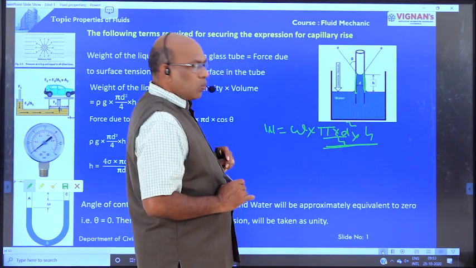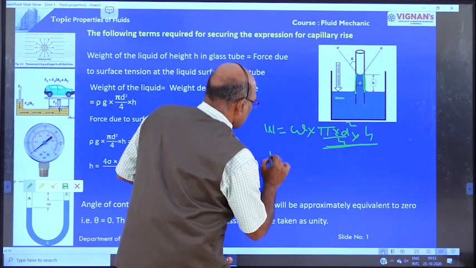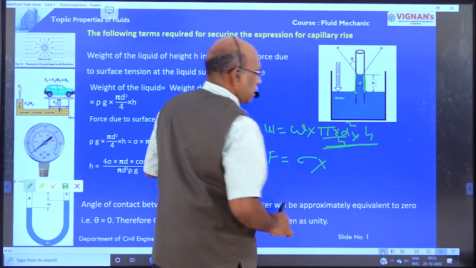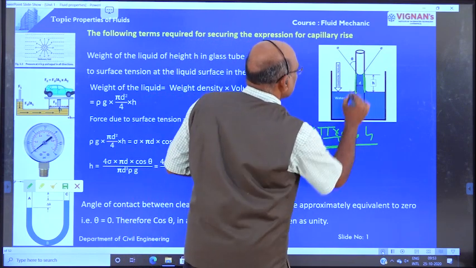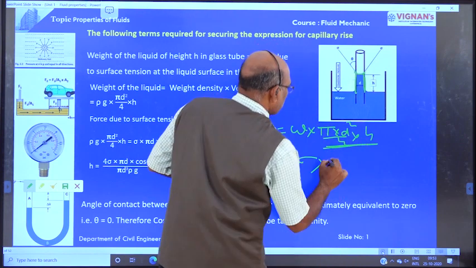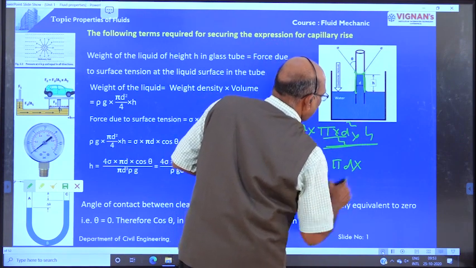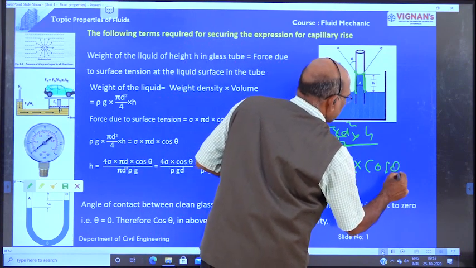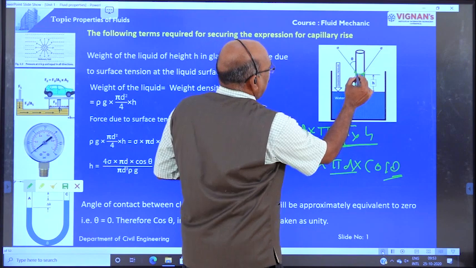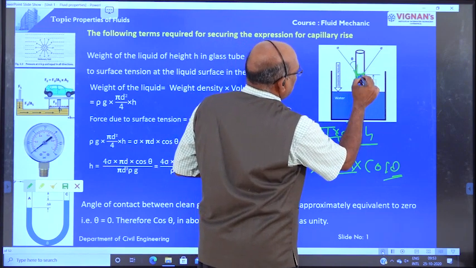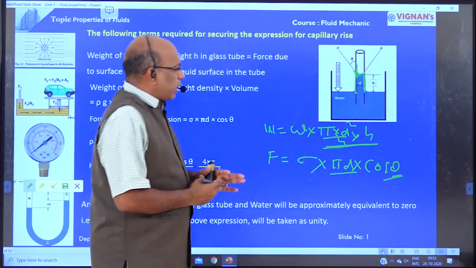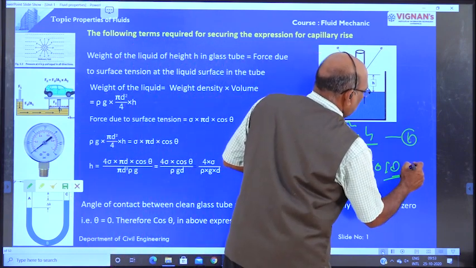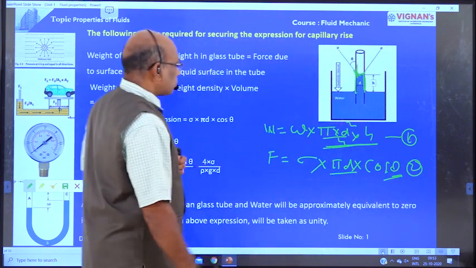Okay, now surface tension force is equal to surface tension into length, that is sigma into pi d into cos theta. Theta is the angle between the glass tube and water, right? Now for the equilibrium condition, equation 1 must be equal to equation 2.